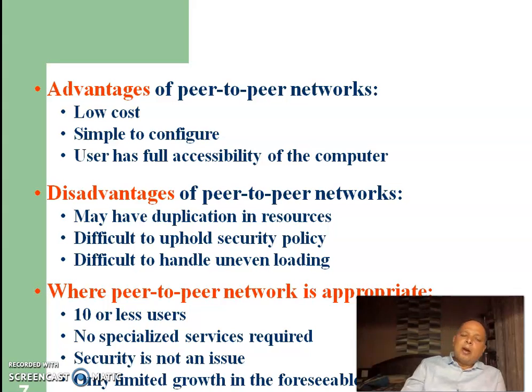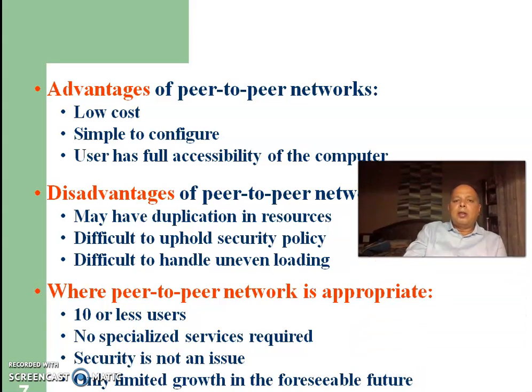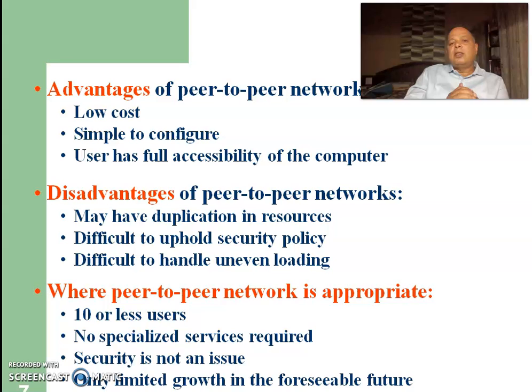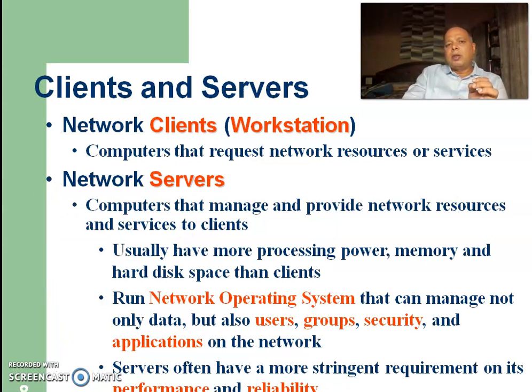And the advantages are, of course, low cost. They are simple to configure. Every user has full accessibility on this particular network. Disadvantages: duplication of resources is possible because every node is in a way independent. Security policy is also difficult to deploy, and load can be handled unevenly. So these kinds of networks are used for fewer than 10 nodes, where no specialized service is required, and only limited growth is expected in the foreseeable future. So if you see scalability, then peer-to-peer networks are not very popular.